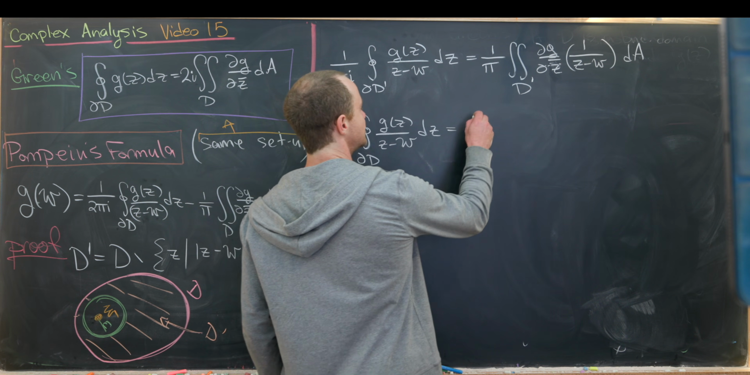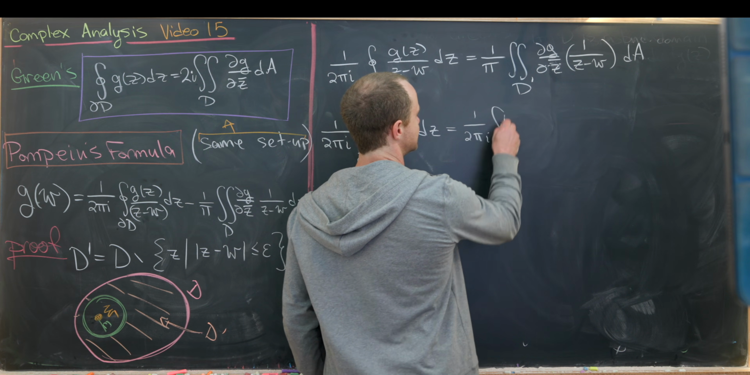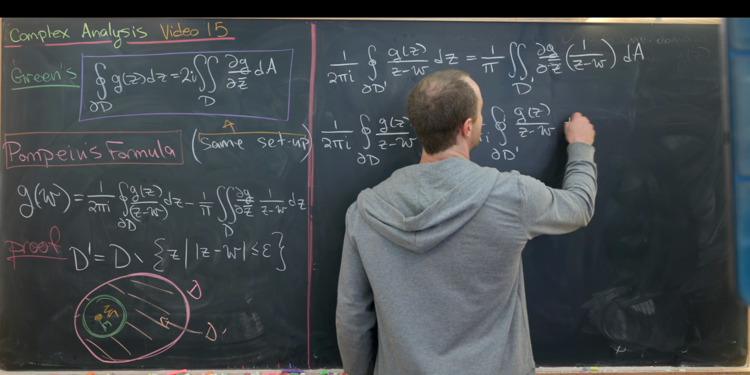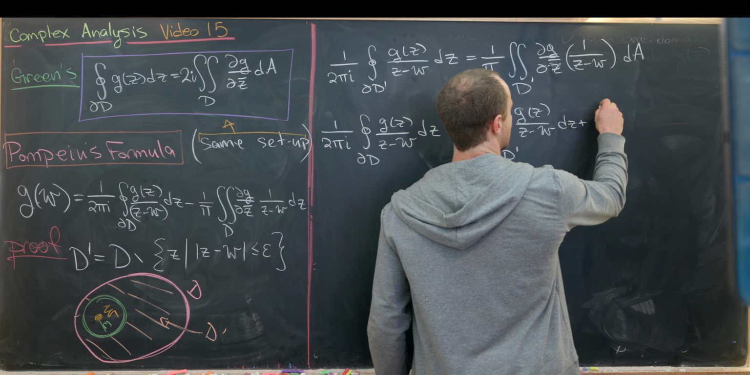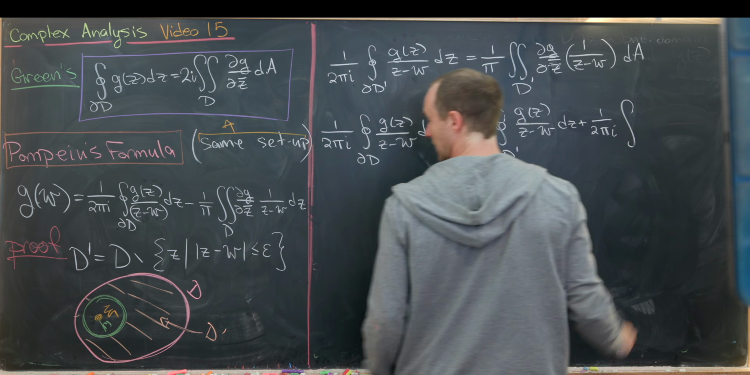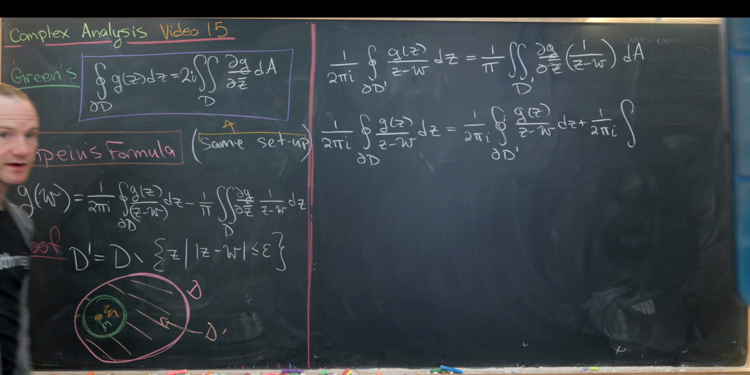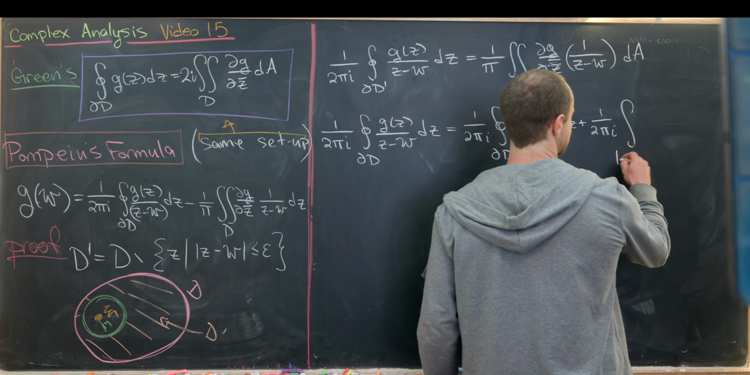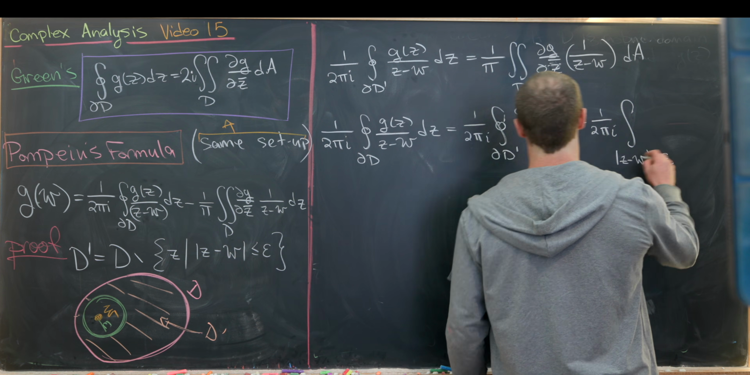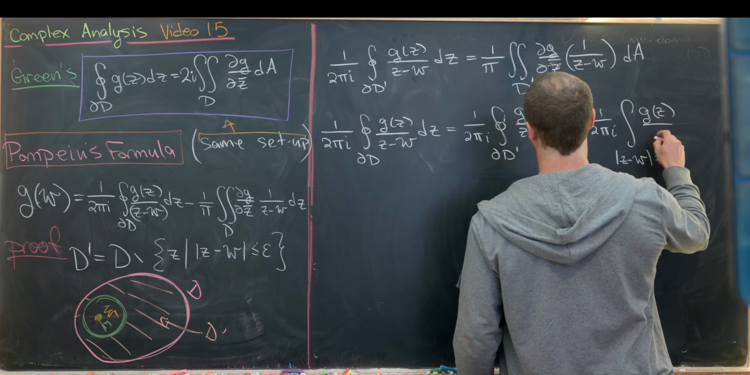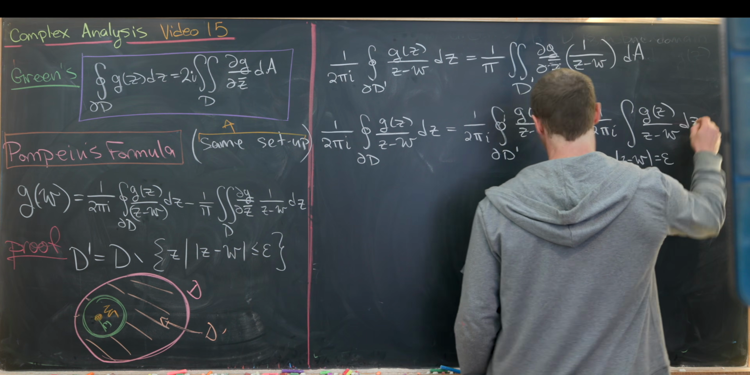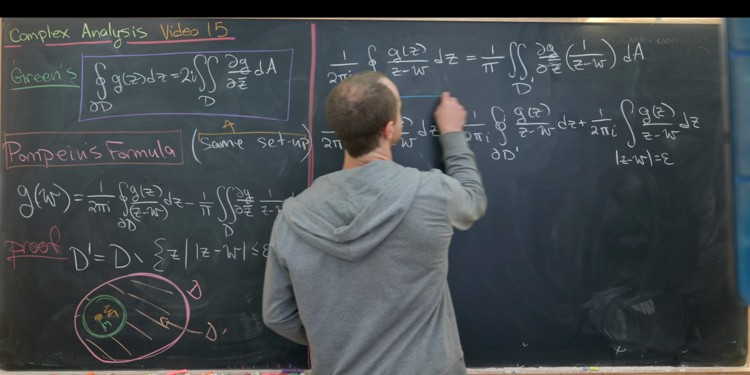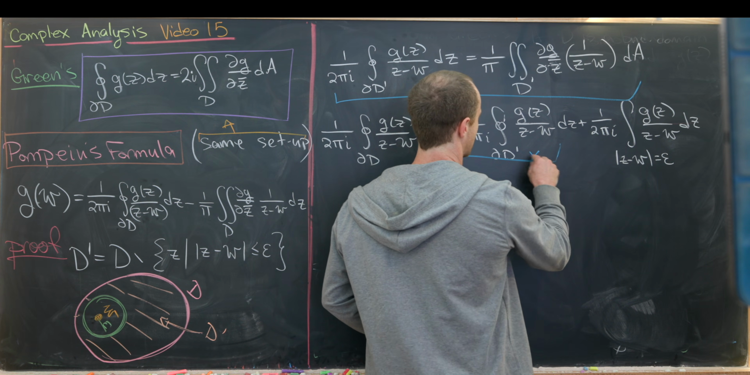So that'll be equal to 1 over 2 pi i times the integral over the boundary of D prime of g of z over z minus w dz, plus 1 over 2 pi i, the integral over this bubble right here. Or I guess I should say the boundary of that bubble. So we can write that as the circle |z minus w| equals epsilon of g of z over z minus w dz. And now we can apply this result up here to this guy. So let's maybe underline this in blue, and we'll use that for this one right here.